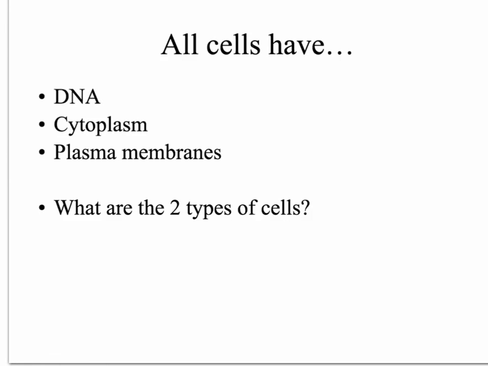So all cells have DNA, cytoplasm, and plasma membranes. So in the next part of this chapter, we'll start looking at the types of cells, so prokaryotic and eukaryotic, and the different structures that you can find specifically in eukaryotic cells.